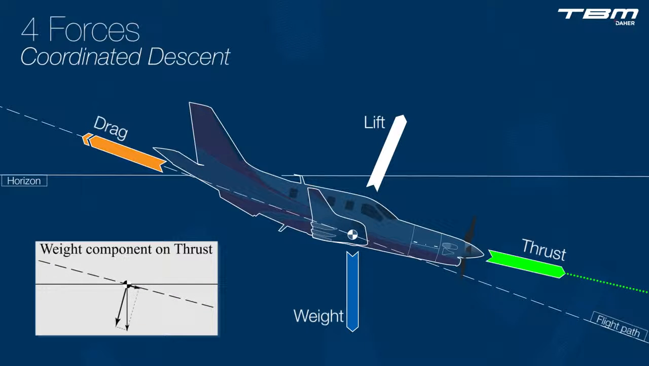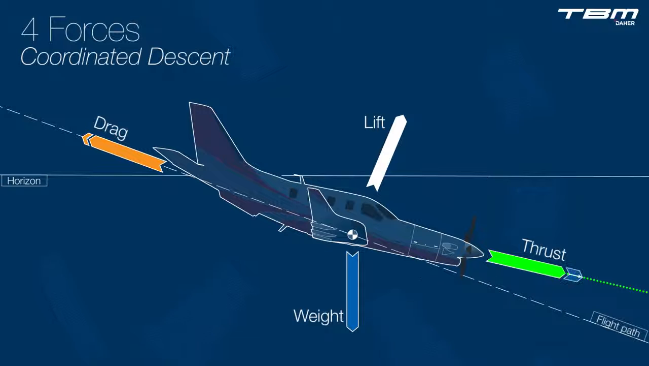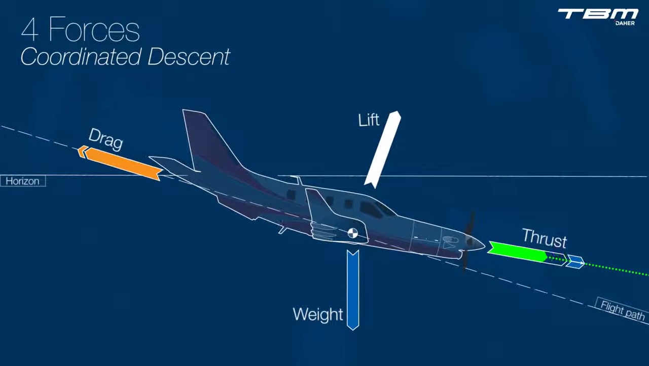Since weight acts towards the center of the Earth, a forward component is created that complements the thrust vector. Airspeed will be allowed to accelerate to a desired value, for example 250 knots. Pitch, or a combination of pitch and power, can be used to bring the forces into balance.